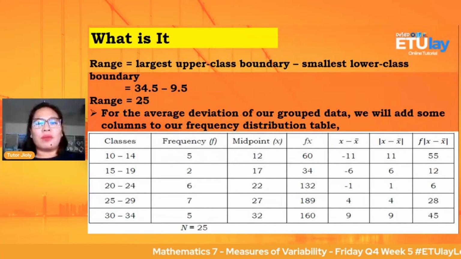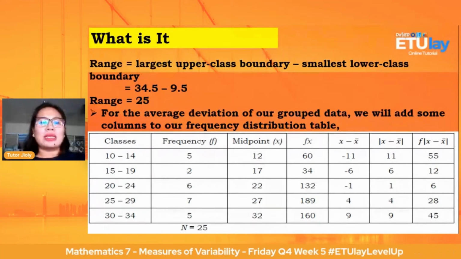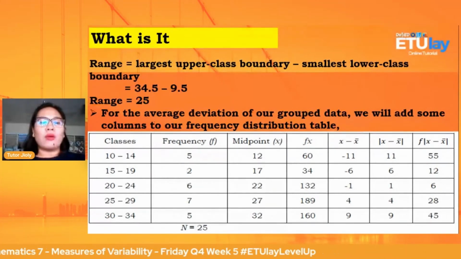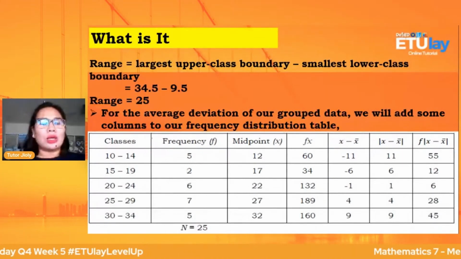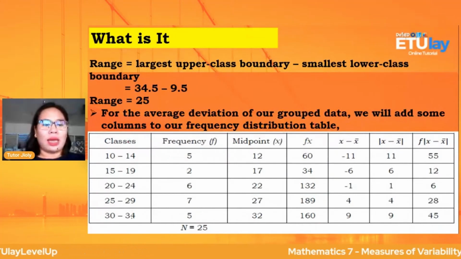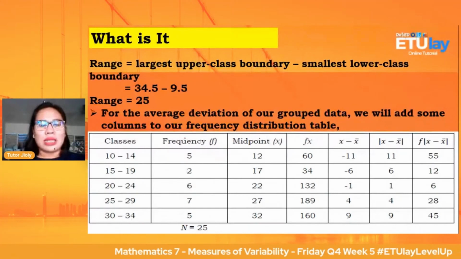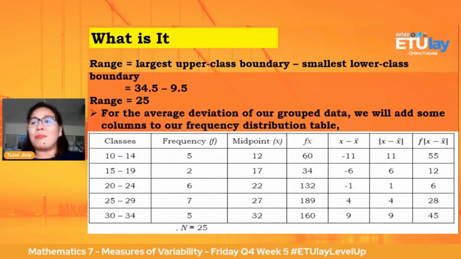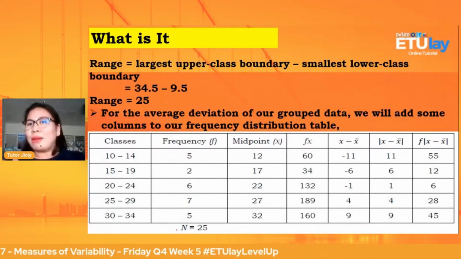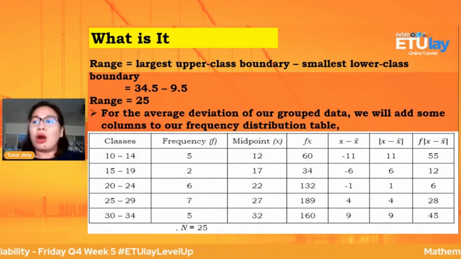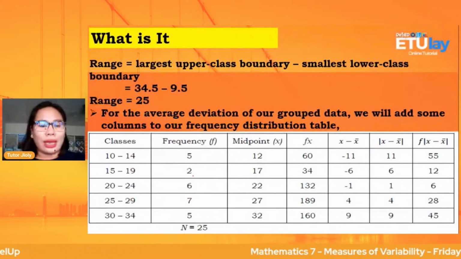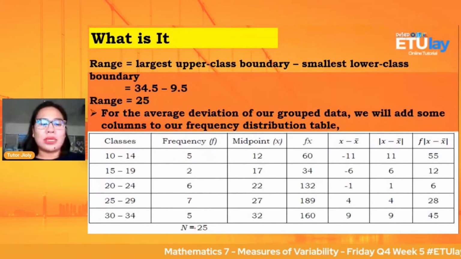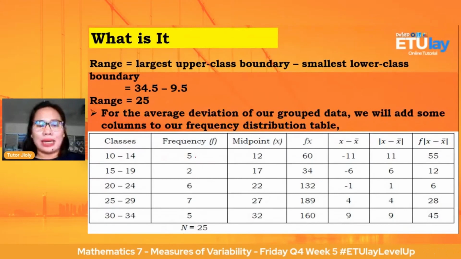For the average deviation of our group data, we will add some columns to our frequency distribution table. Okay, now, kung nakikita nyo, we have the classes. Okay? Tapos yung frequency. Kung natandaan nyo, frequency stands for N. Minsan, sum of frequency. Sa ibang mga libro, sum of frequency. Dito naman, N. So, i-add lang to lahat. Okay? So, saan nakuha si frequency? Yun po yung pag nagtali.